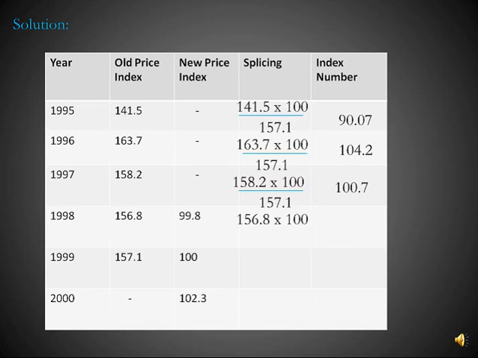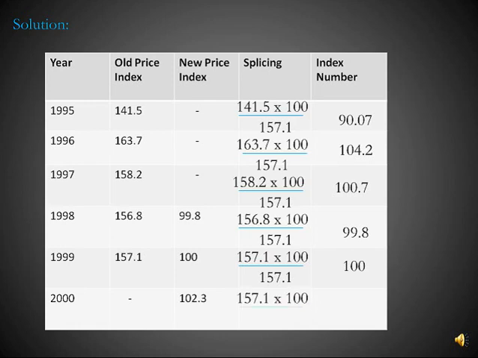Now for 98, you can see 156.8 into 100 upon 157.1 comes to 99.8, as was given in the new price index. Similarly for 99 also, when you calculate the spliced index number, you will get 100, which is the index number given in the new price index series. Similarly for 2000 also, when you calculate the spliced index number, you will get 102.3.